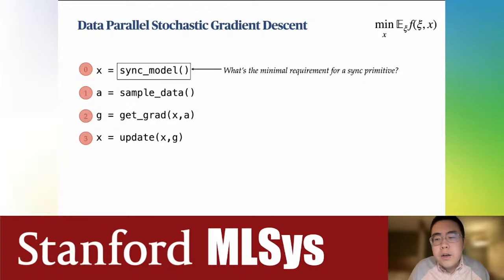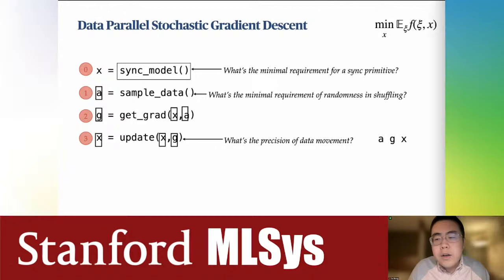The first one is you can relax the synchronization primitive. Instead of doing a full average, you can do something more relaxed than that. You can relax the data movement, compressing the precision to only send a low precision representation. You can also relax the randomness you require for each machine to sample the data. What we realized over the years is you can relax all three dimensions all together. So I'm going to show you some examples.